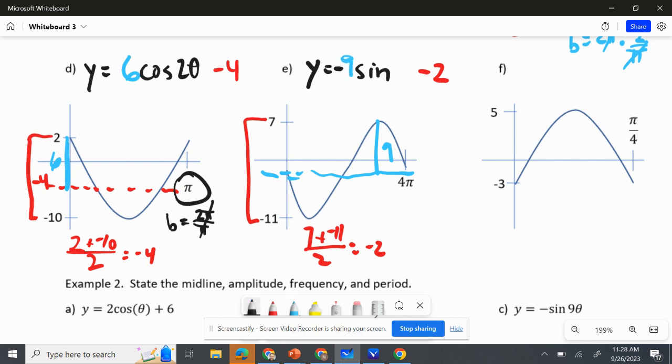And then I see that my period is 4 pi. So in order to find my frequency, I take the 2 pi over the 4 pi. Pi's cancel. 2 over 4 is a half. So I'm going to put a half theta.